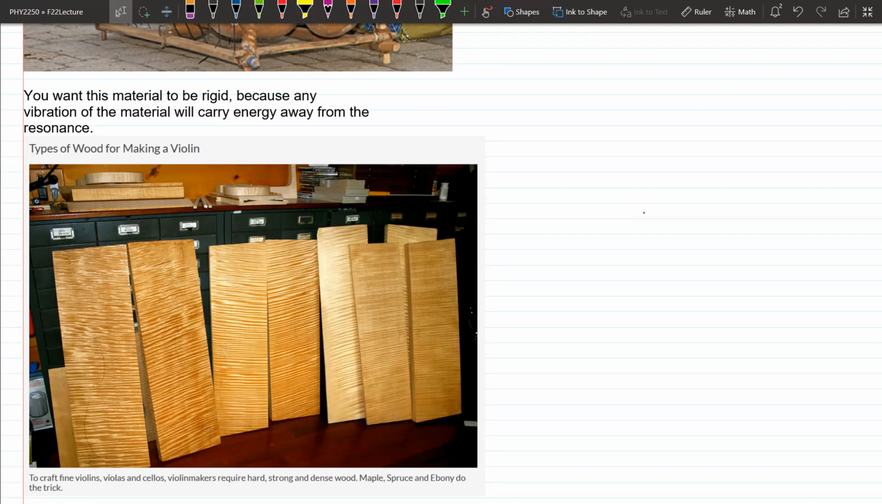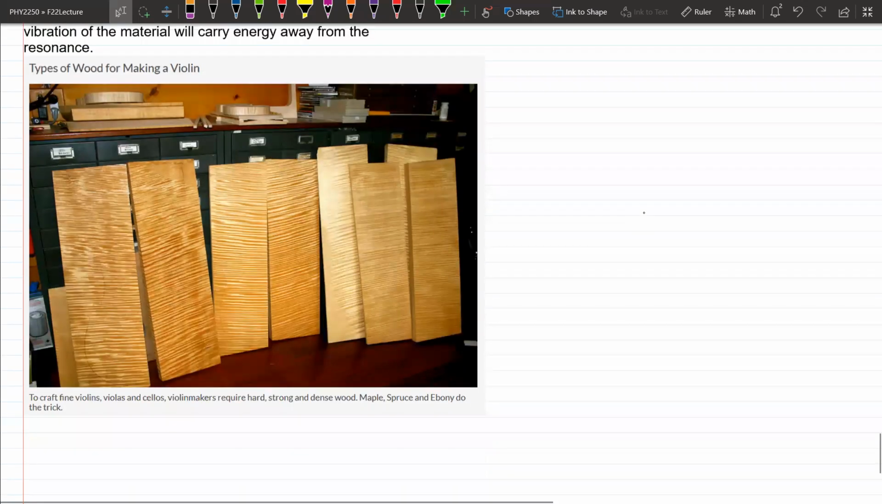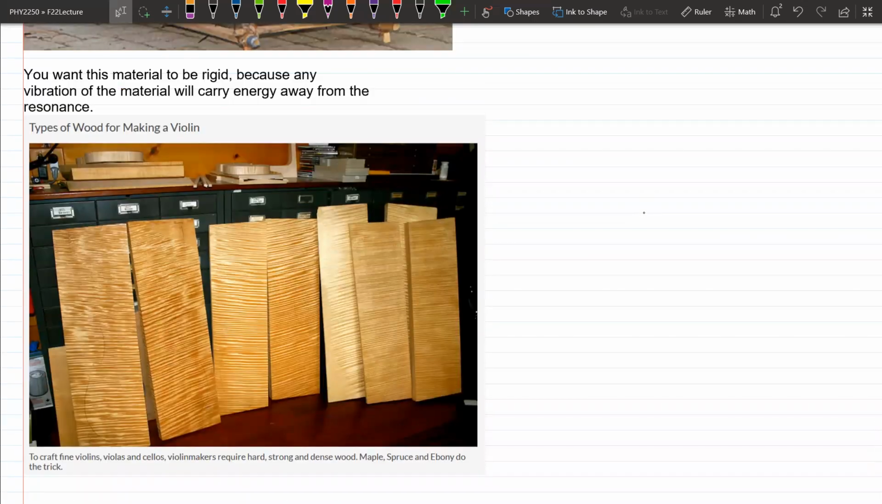So that's the conceptual overview of it. There aren't any problems we can do on this for this class, but I just want to let you know that if you take a string, put it in the air, and say, oh, I don't hear any sound from that string, that's because you don't have a resonator around it.